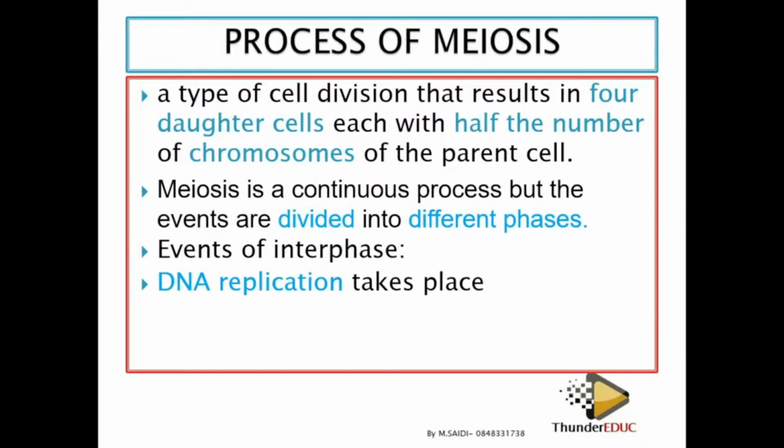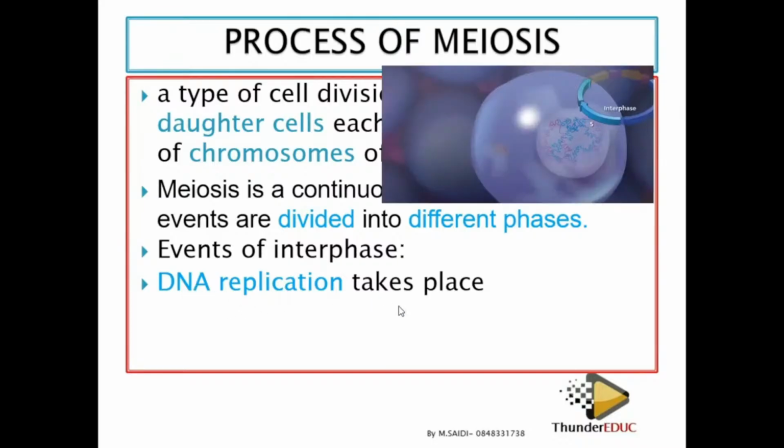So the events, for example, the first event is what we call the interphase. Interphase is not part of meiosis. You must know that interphase is not part of meiosis. It's just a growth phase, because meiosis is regarded as a reproductive process in the reproductive cells, which determine the cells which we call the gametes. So it includes DNA replication. That's where DNA replication takes place.